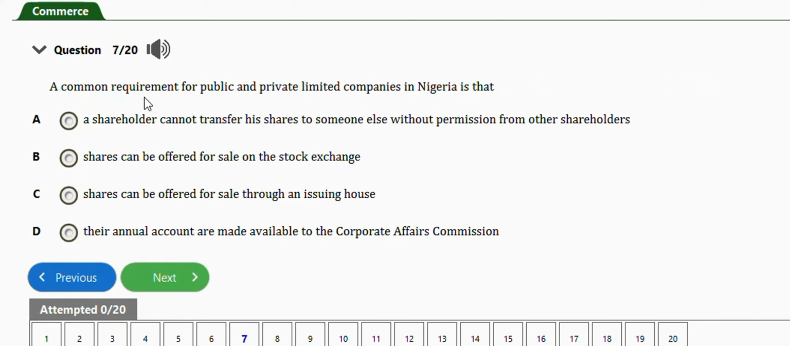It says a common requirement for public and private limited liability companies in Nigeria is that a shareholder cannot transfer his shares to someone else without permission from other shareholders. Shares can be offered for sale on the stock exchange. Shares can be offered for sale through an issuing house. Their annual accounts are made available to the Corporate Affairs Commission. This is the right answer, guys. Option D. Okay, so this is a common requirement for public and private limited companies in Nigeria. Option D.